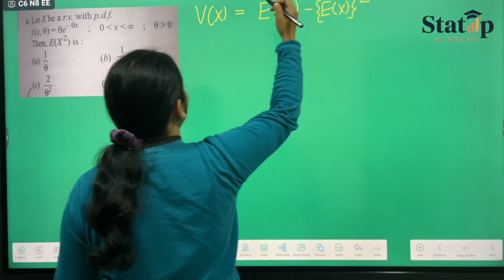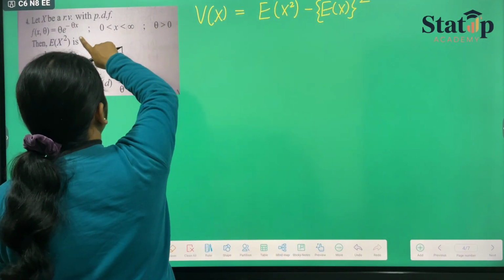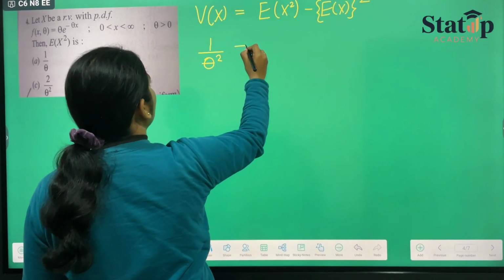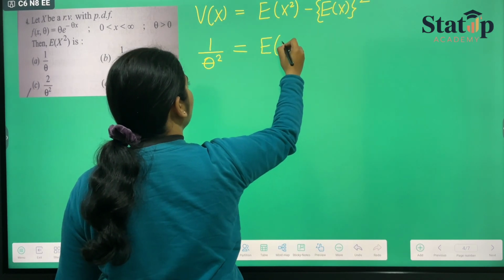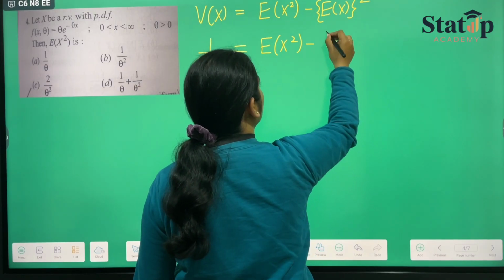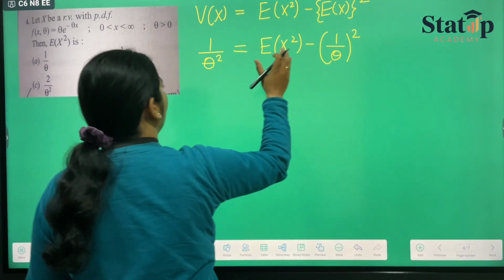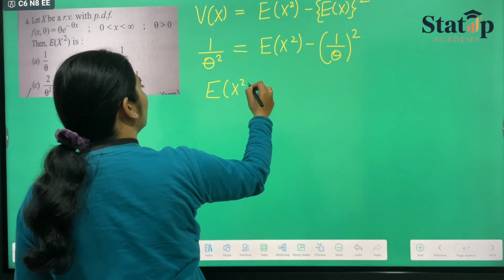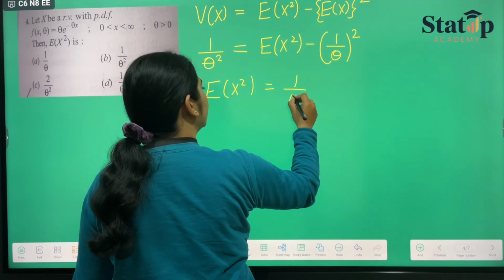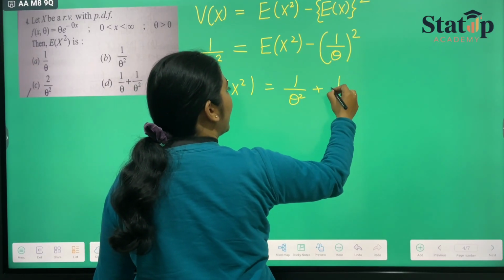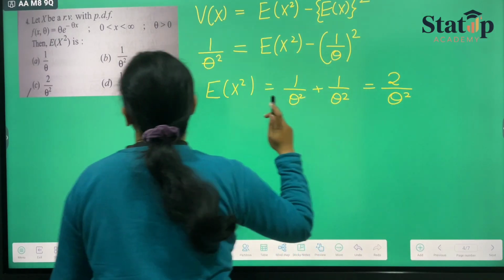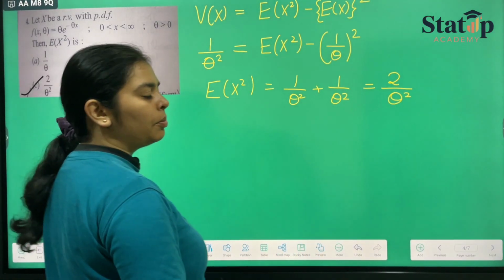This is the formula that we did. So variance of x, if x follows exponential distribution, then variance of x is 1 upon theta square, and expectation of x square we have to find. Expectation of x, which is the mean, will be equal to 1 upon theta whole square. So expectation of x square will be equal to 1 upon theta square comes this side, it will be 1 upon theta square plus 1 upon theta whole square. I can write it as 1 upon theta square only, which will give us 2 upon theta square. So our answer would be option number C, 2 upon theta square.